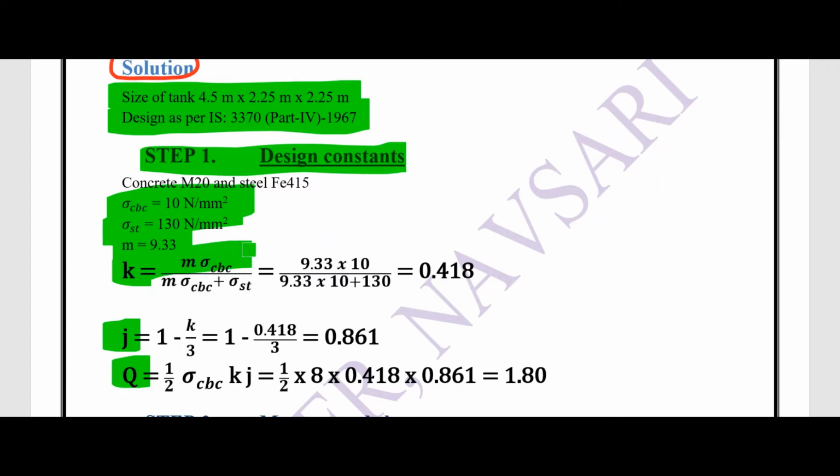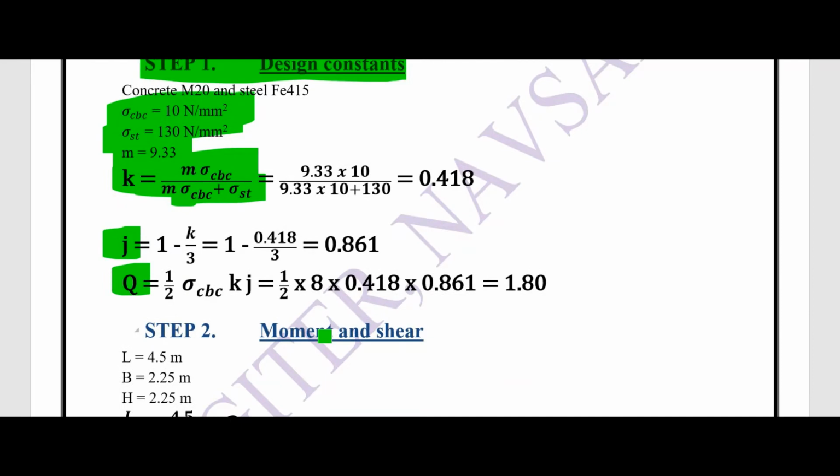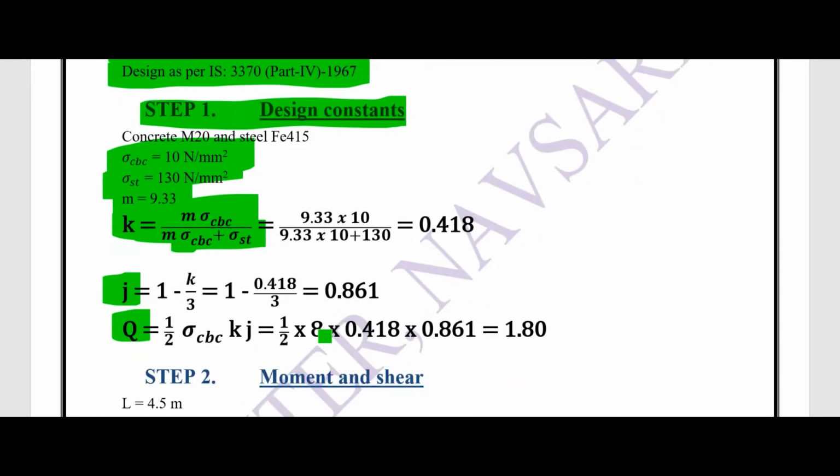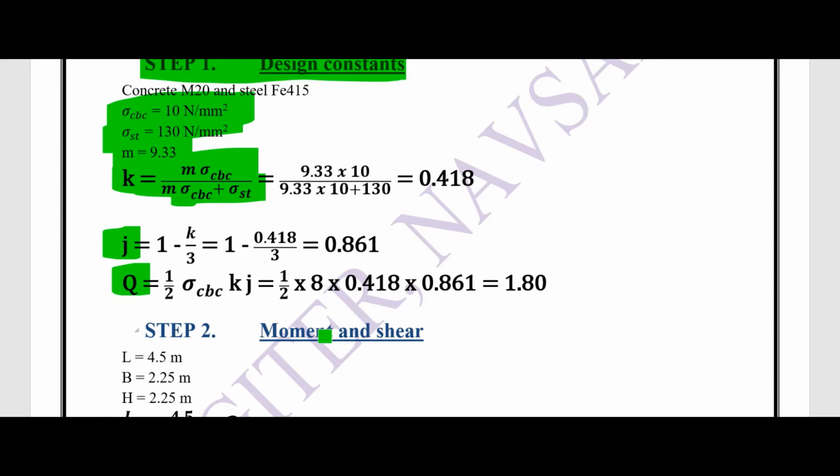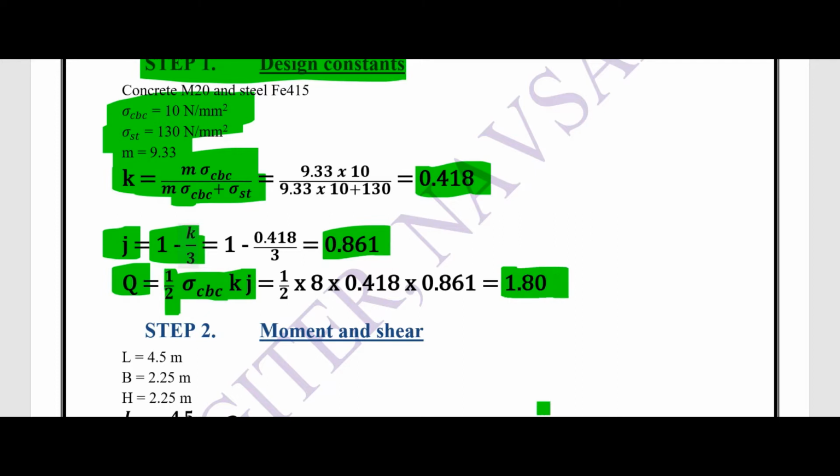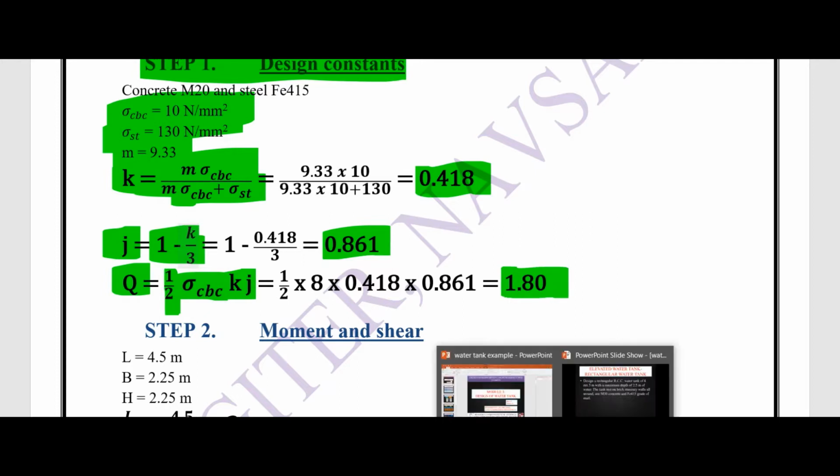So K is equal to m sigma cbc divided by m sigma cbc plus sigma st. We found sigma cbc from IS 3370 part 1. From that we found sigma cbc and sigma st, and then we got K. After K, J is 1 minus K by 3, and Q is half sigma cbc K into J. So we found all the design constants, right?